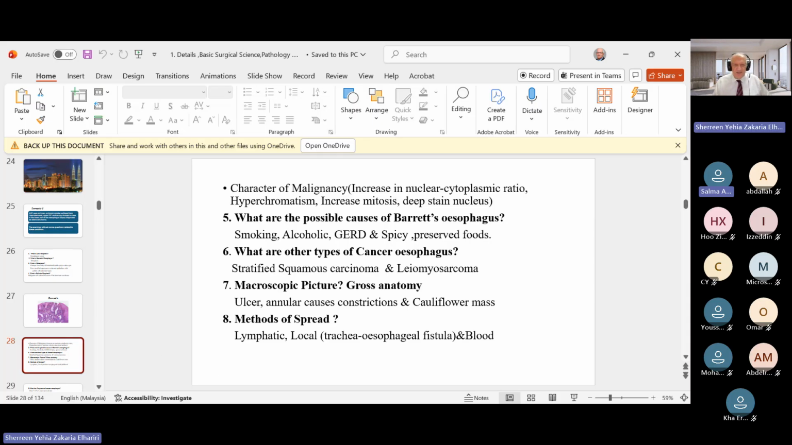Chronic irritation due to what? GERD. What is GERD? GERD is gastroesophageal reflux. Okay. All right. Chronic smoking. Yes. Spicy food, preserved food, alcoholic food. Okay. What type of cancer in esophagus, you know?